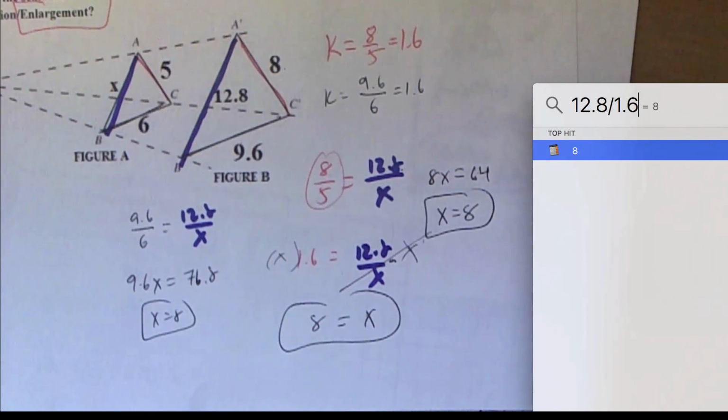Okay, that is the end of our lesson. We are getting ready to work with similar triangles, similar polygons. Go ahead and practice.